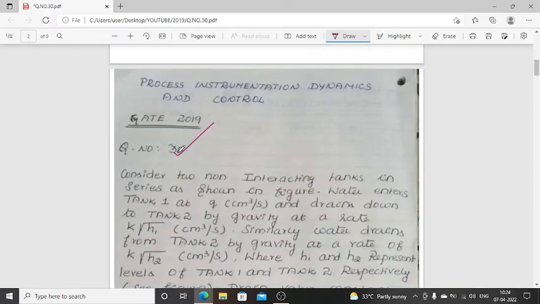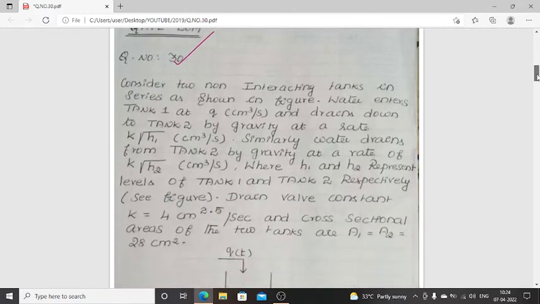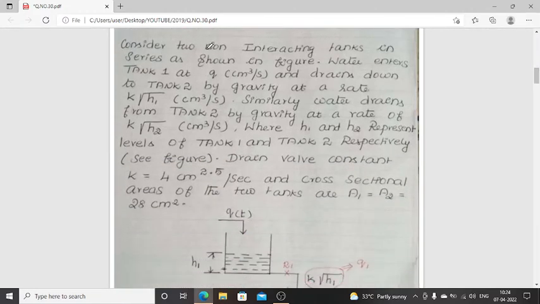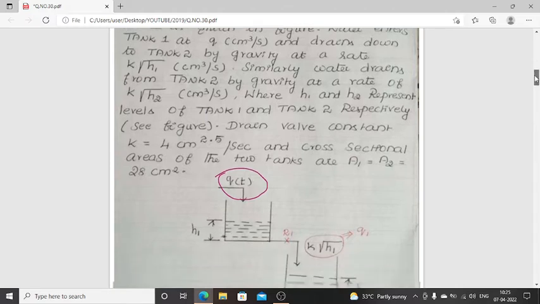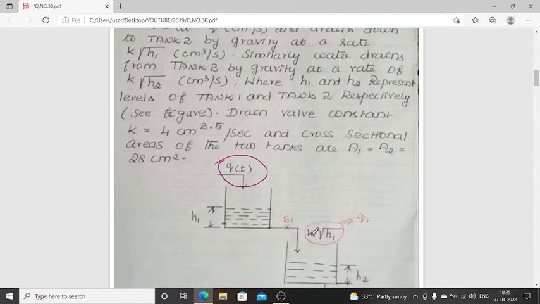Question number 30. This problem is from multi-capacity control systems. Consider two non-interacting tanks in series as shown in the figure. Water enters tank 1 at q centimeter cube per second. This is the inlet of tank 1, and it drains down to tank 2 by gravity at a rate k into root of h1 centimeter cube per second.